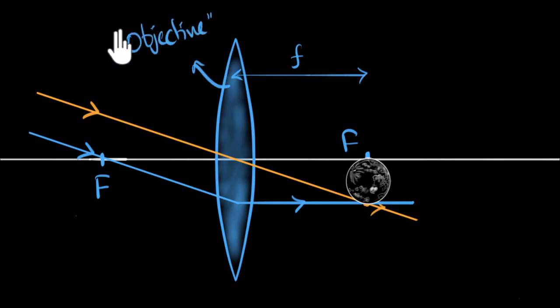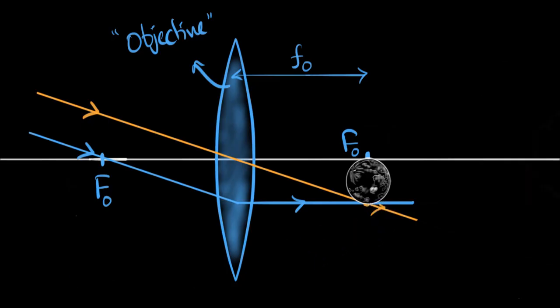The purpose of the objective lens is to bring, in some sense, the faraway object closer to us. And so we'll call this the principal focus of the objective, and we'll call this the focal length of the objective. And since now this object is very close to us, we can go ahead and bring in our magnifying glass, and we can magnify it.